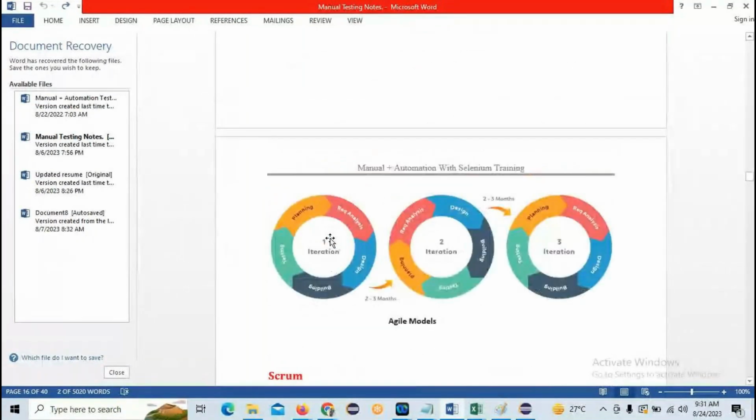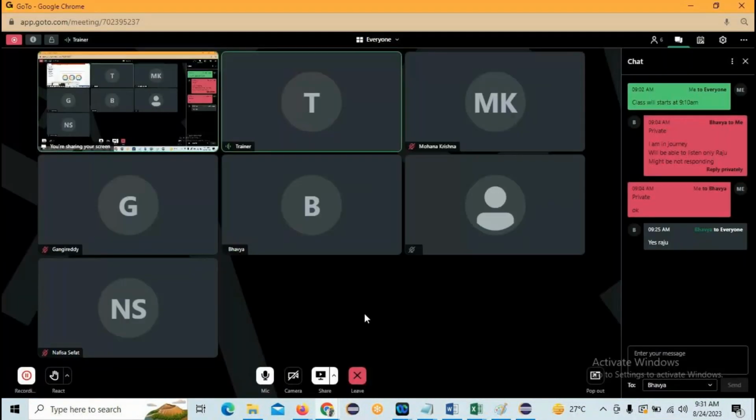Clear, Raju. Not clear? Clear. Gangireddy, if you have a doubt, please let me know. Are you clear or not? No, Raju. Clear, clear. Okay, cool.